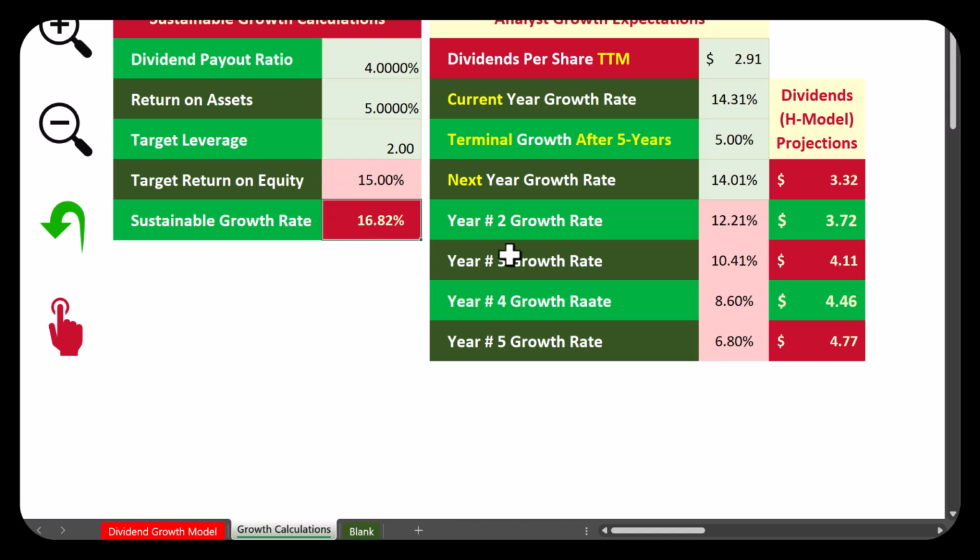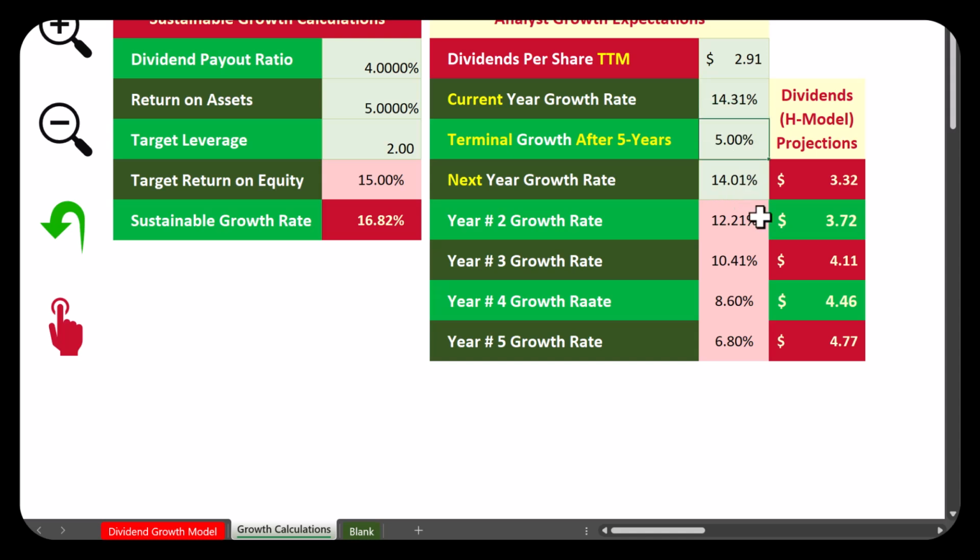Alternatively, you may have estimates of growth using maybe some analyst projections. Let's say, in fact, in this case, this company happens to be Microsoft. Okay. The dividends in trailing 12 months is $2.91 per share. Estimated current year growth rate is 14.31.